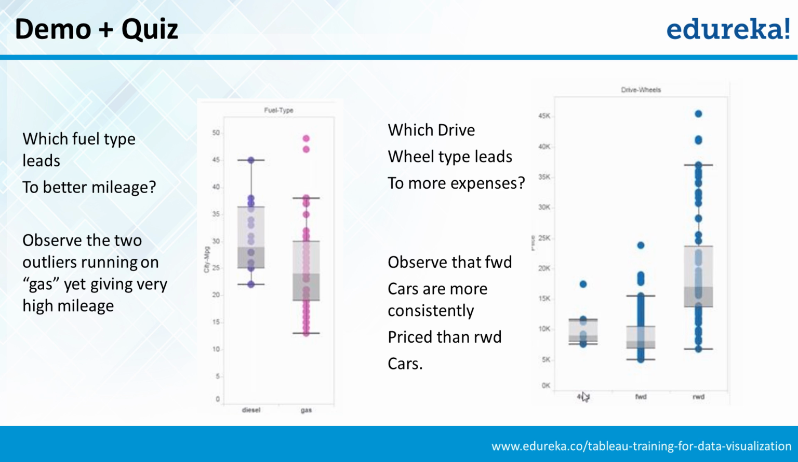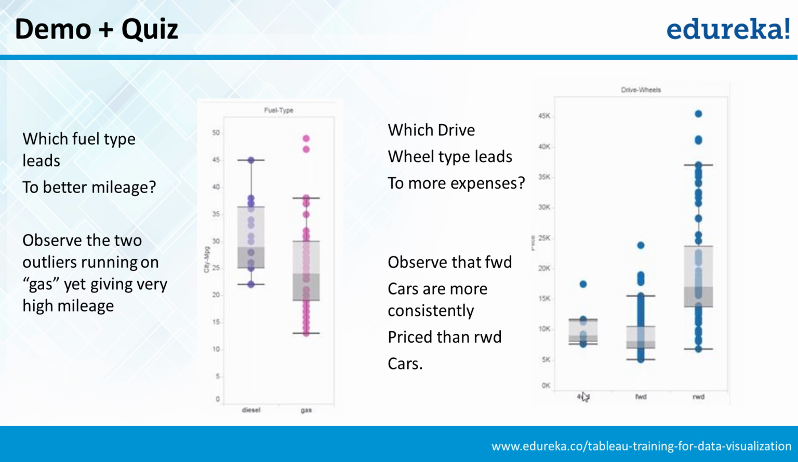Okay, so let's actually create a box plot. I want to compare the city mileage of diesel cars and gasoline-based cars. I want to see if I purchase a gasoline-based car, will I get more mileage? Or if I purchase a diesel-based car, will I get more mileage? So I create this box plot in Tableau. How to create a box plot? The step-by-step procedure, we are going to look into that. But I create this box plot.